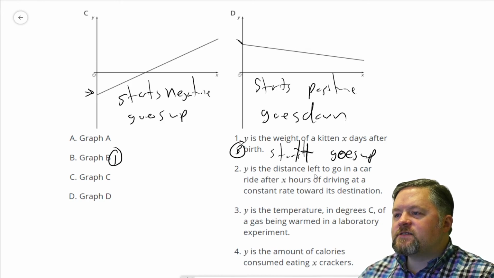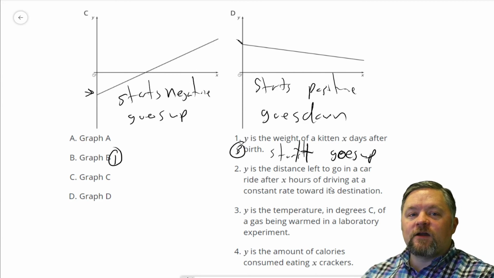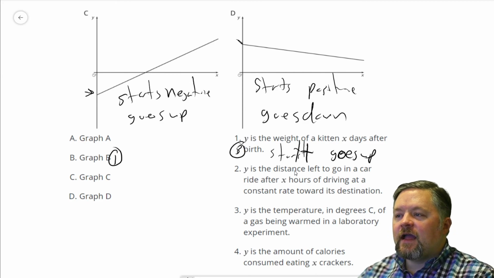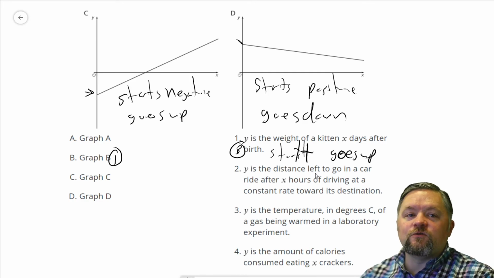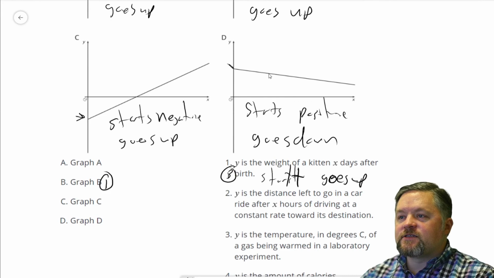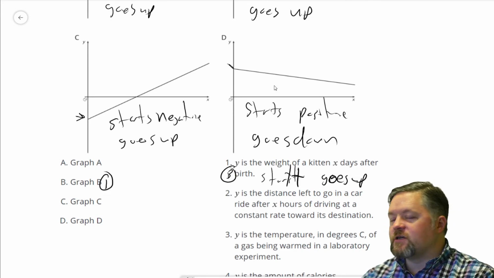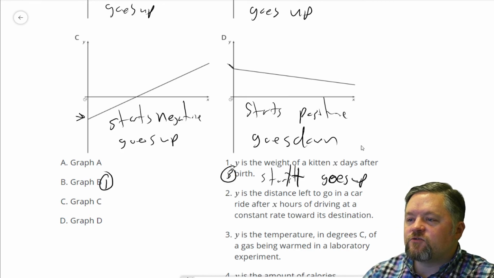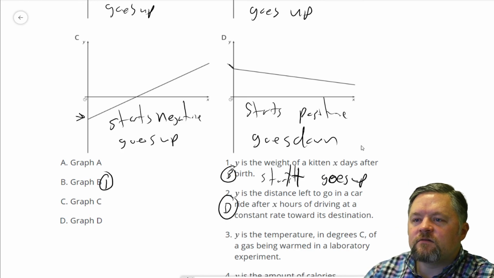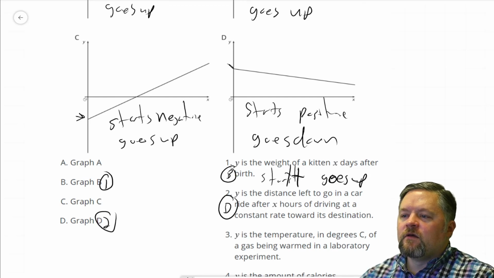Number 2, the distance left to go in a car ride after X hours of driving at a constant rate towards its destination. So we start out a certain distance away from where we're going, and the distance left to go would go down as we were driving. So that's going to start positive. We start some distance away and go down because we will be getting closer. So 2 goes with D. D goes with 2.